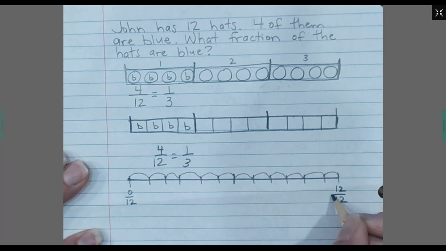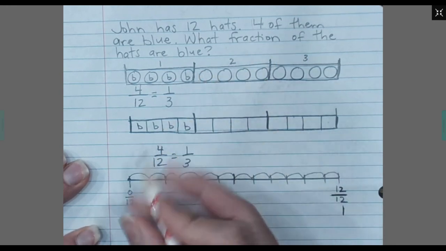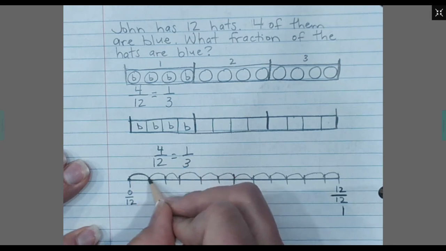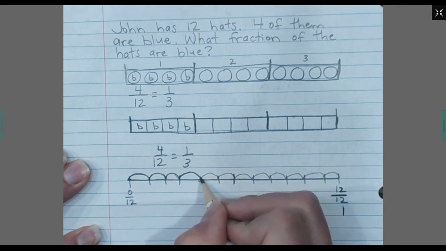Now remember what this line means right here. This line means divided by. So 12 divided by 12, which is the same thing as 1. So that's my 1 whole, my 12 parts. And it said that 4 of these are blue. So 1 jump, 2 jumps, 3 jumps, 4 jumps.